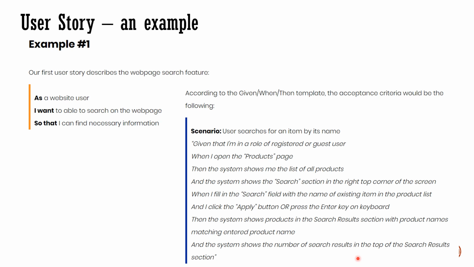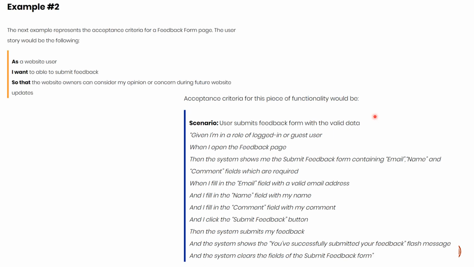So as a user, I want to search for certain information. So you can say, given the person, right? Given that I am playing the role, when I open the products, then the system shows me all the products. Right, so that's a simple, nicely written acceptance criteria. Let's look at another example.